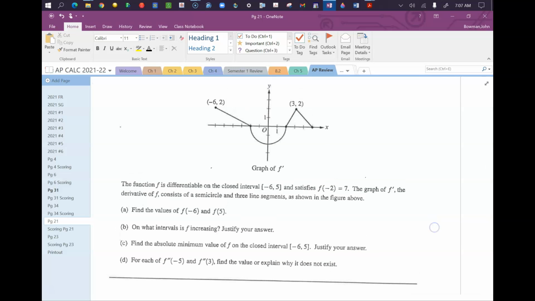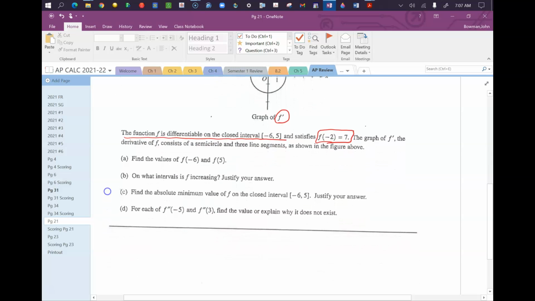So here's the first question. We have a graph of f prime, and it says f is differentiable on the closed interval from -6 to 5. F of -2 is 7. The graph of f prime, the derivative of f, consists of a semicircle, which is important, and line segments as shown above. Find the values of f of -6 and f of 5.